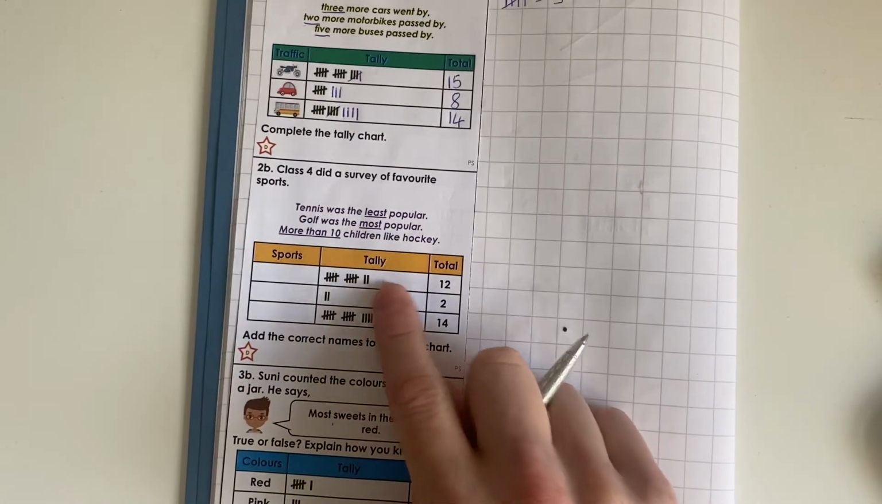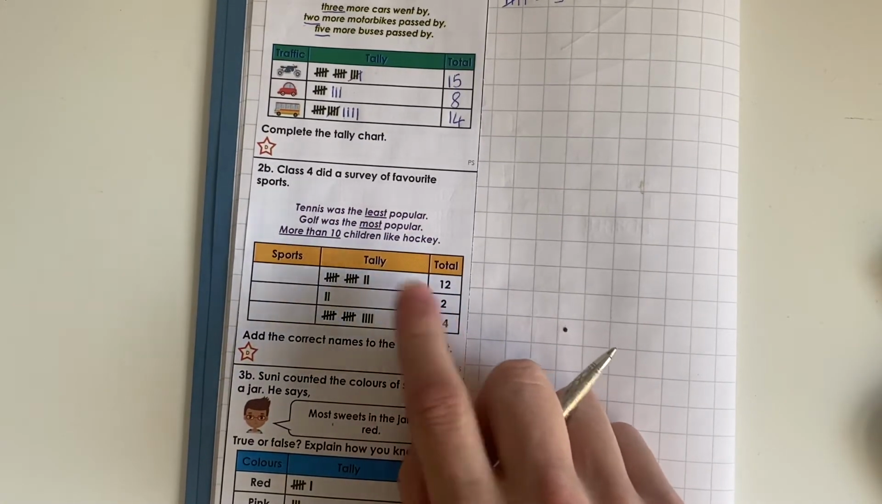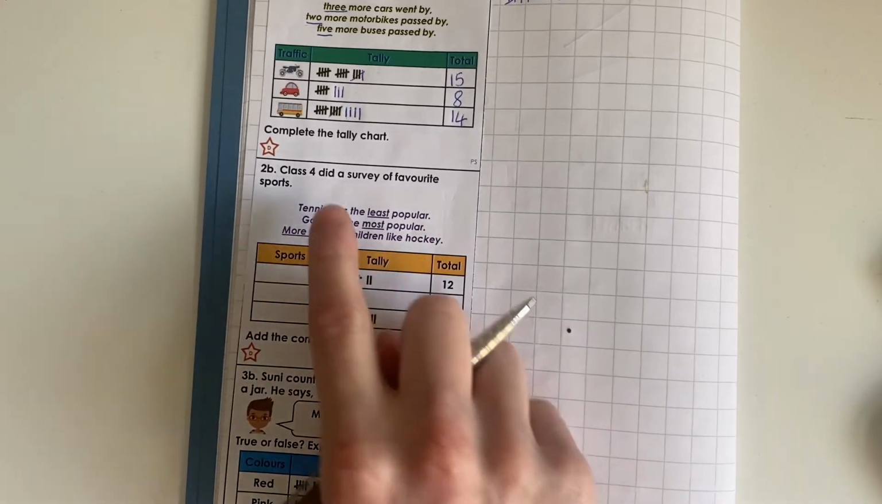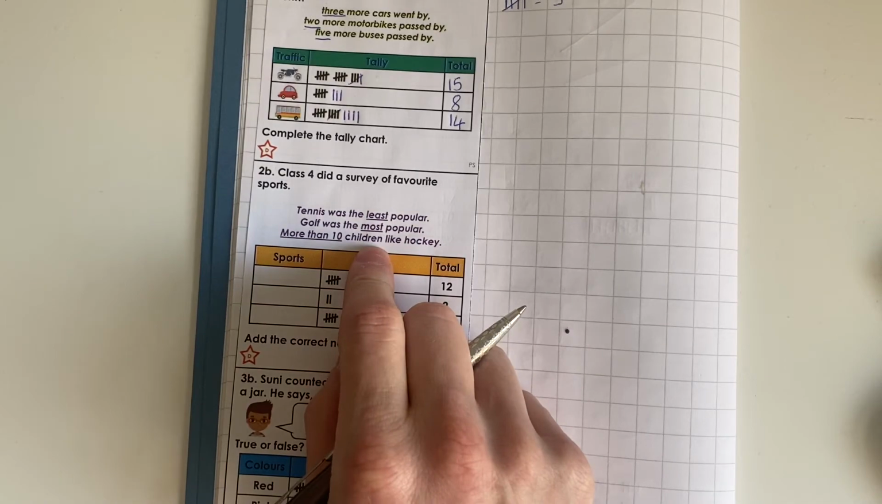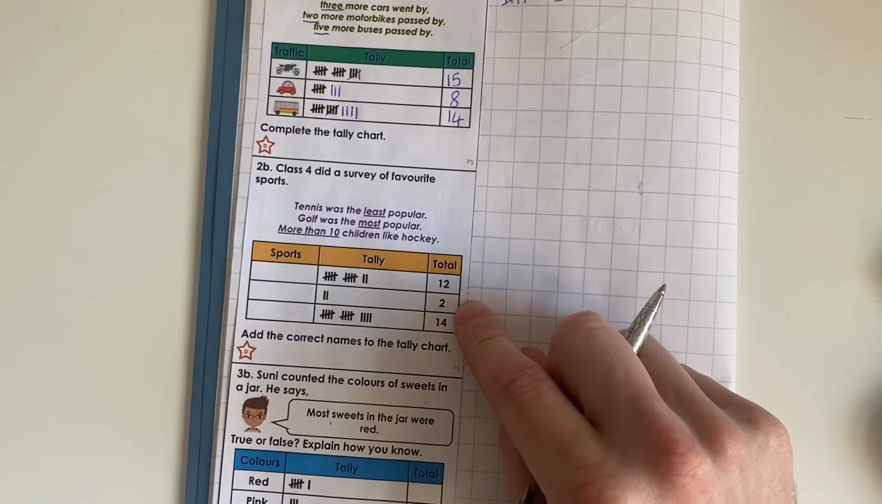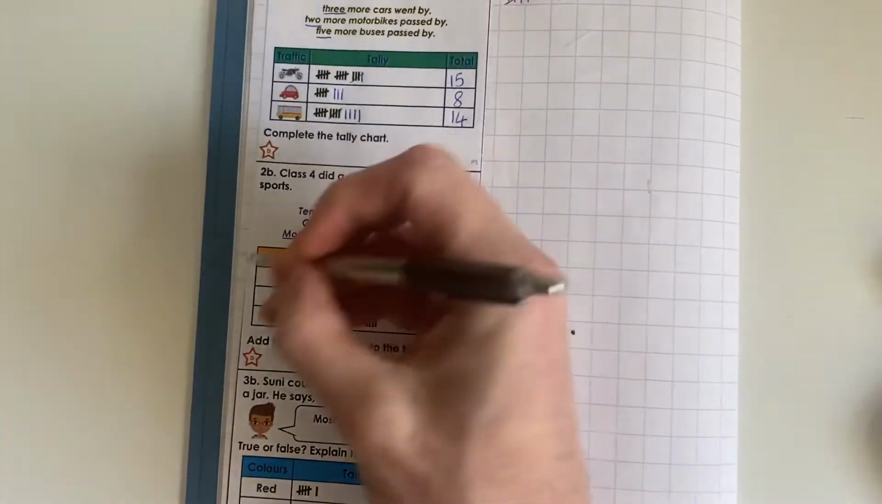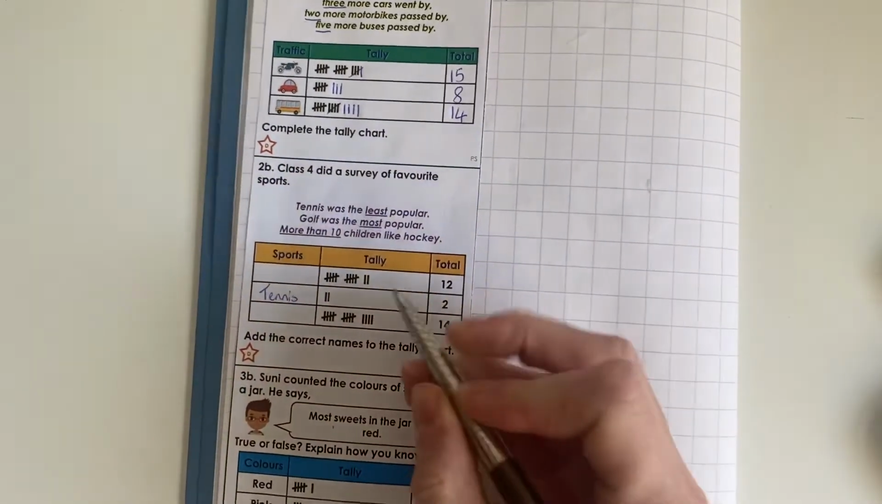So this sport here had 12 votes as the most popular. This one had 2. And this one had 14. So we'll take the first statement here. Tennis was the least popular. Least means the smallest amount. So we look at our total here. 12, 2 and 14. 2 is the smallest amount. So tennis had 2 votes.